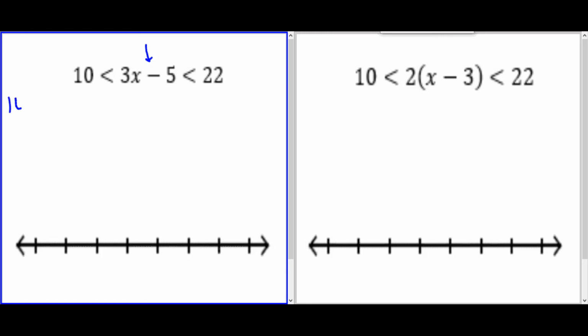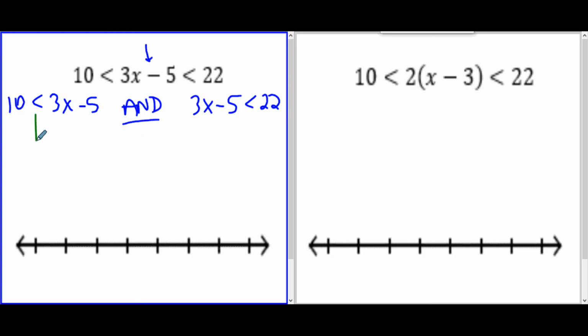There's multiple ways to solve this. This is just one way. Break it up into two separate inequalities. So 10 is less than 3x minus 5. And these ones will always have an and. So 3x minus 5 is less than 22. So those are your two separate inequalities. You're just going to solve each of those.